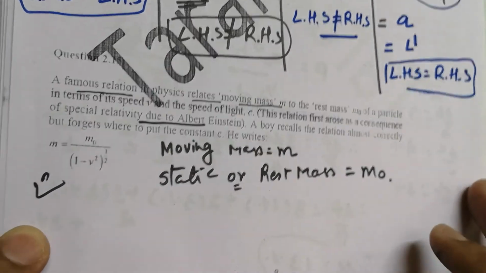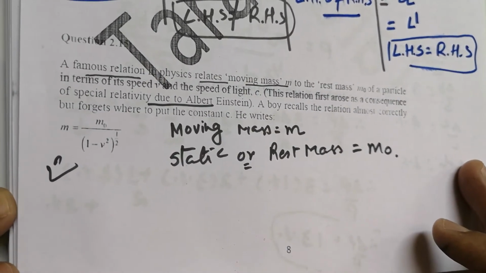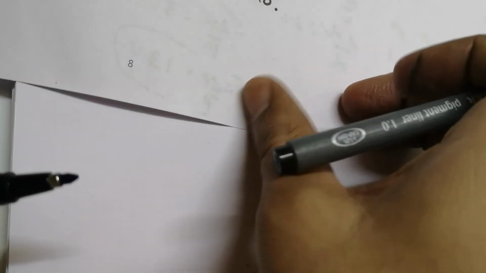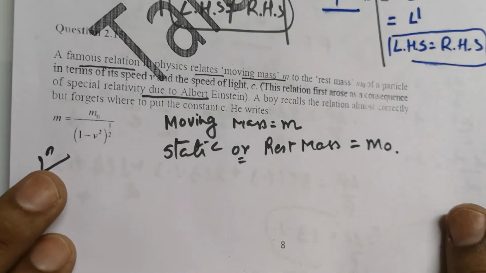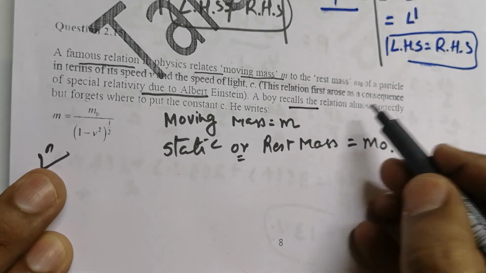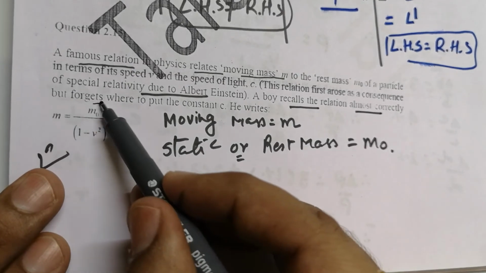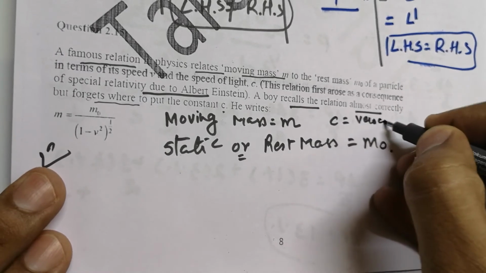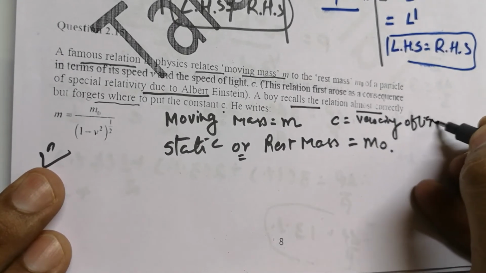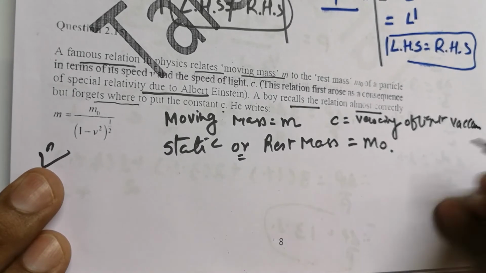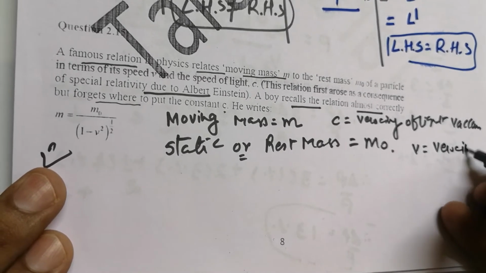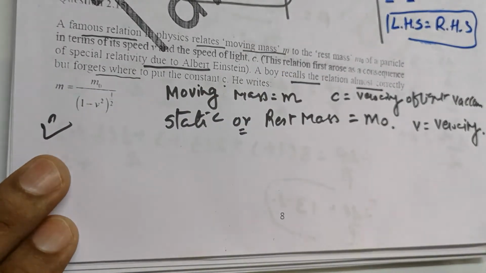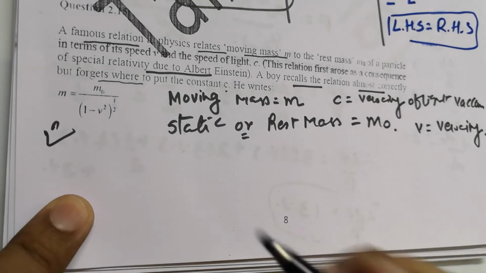This is the expression which has been derived by the world famous scientist Sir Albert Einstein. So this is the formula we have. A student recalls this expression but forgets one physical quantity, which is called c. You are aware that c is the velocity of light in vacuum, and v is the normal velocity we have. So a boy forgot to place c somewhere in this expression.